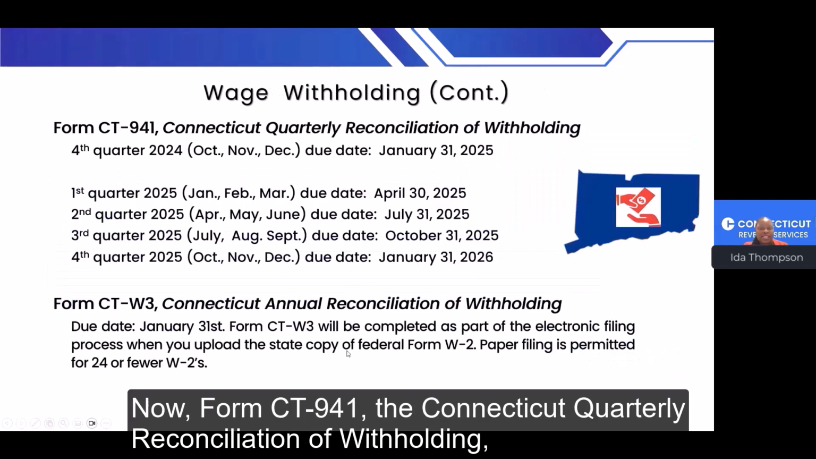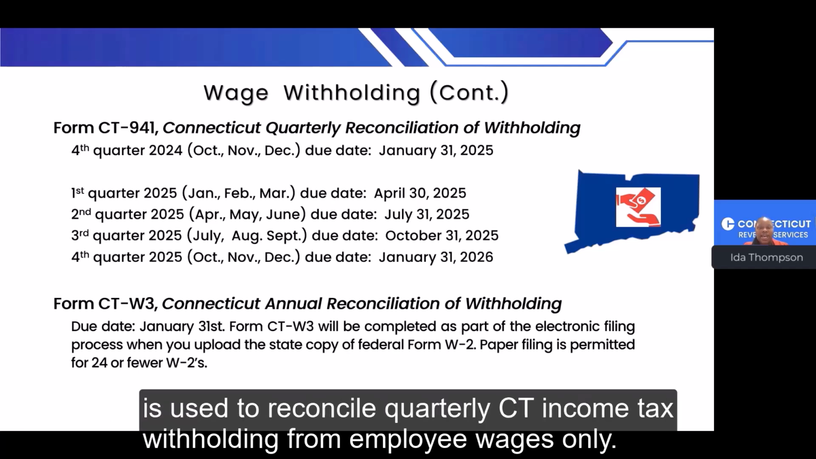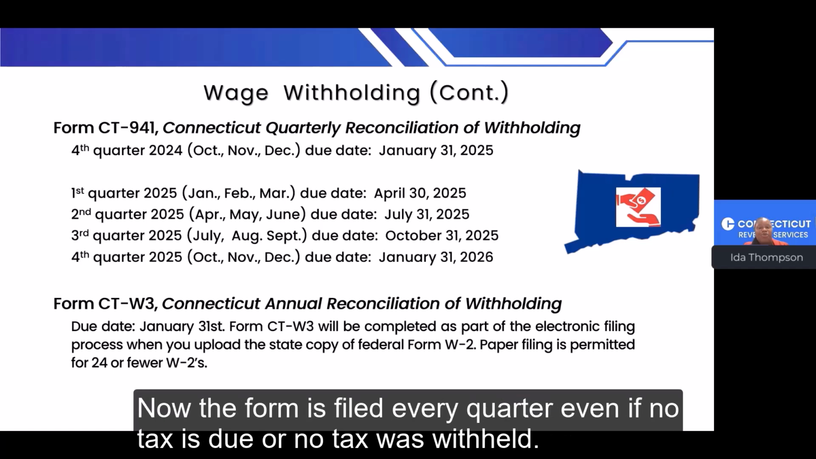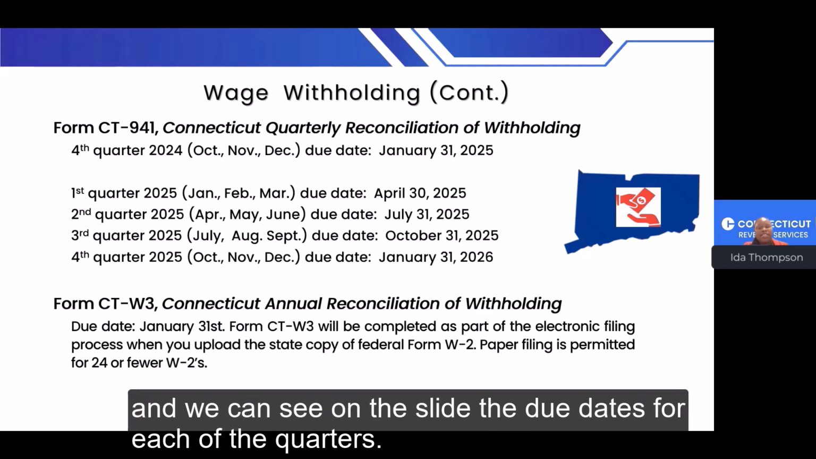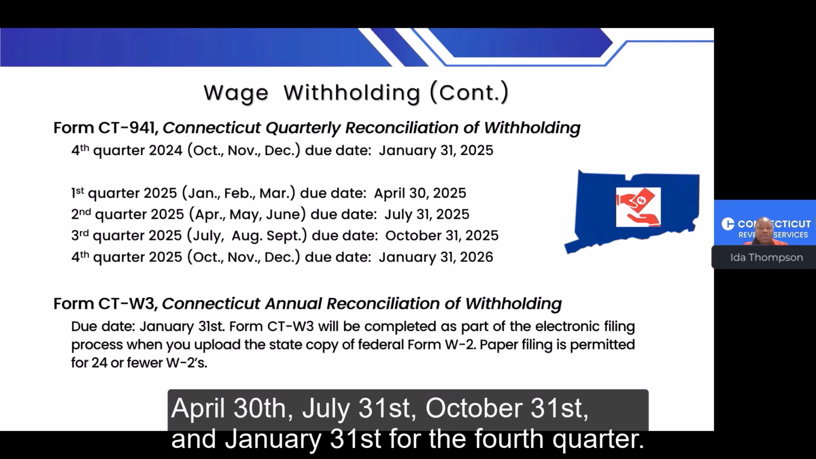Now, Form CT 941, the Connecticut Quarterly Reconciliation of Withholding, is used to reconcile quarterly Connecticut income tax withholding from employee wages only. Now, the form is filed every quarter, even if no tax is due or no tax was withheld. And we can see on the slide the due dates for each of the quarters: April 30th, July 31st, October 31st, and January 31st for the fourth quarter.